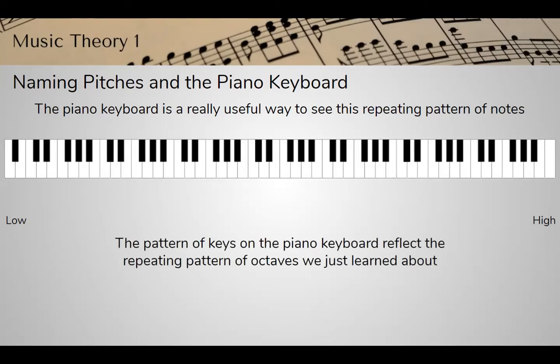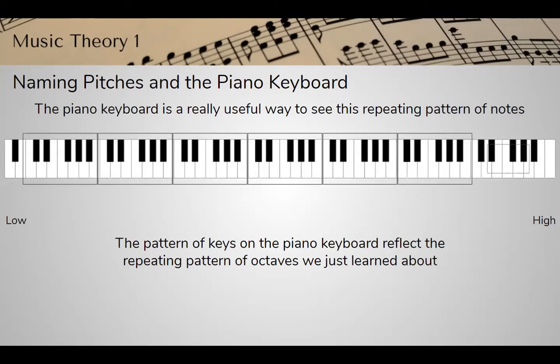And the pattern of keys on the piano reflects the repeating pattern of octaves we just learned about. So I'm going to put a square over every 7 white notes on the piano, and you can see that these are all identical, right? They all look the same. If you just look at that box, you'll see that they are the same.